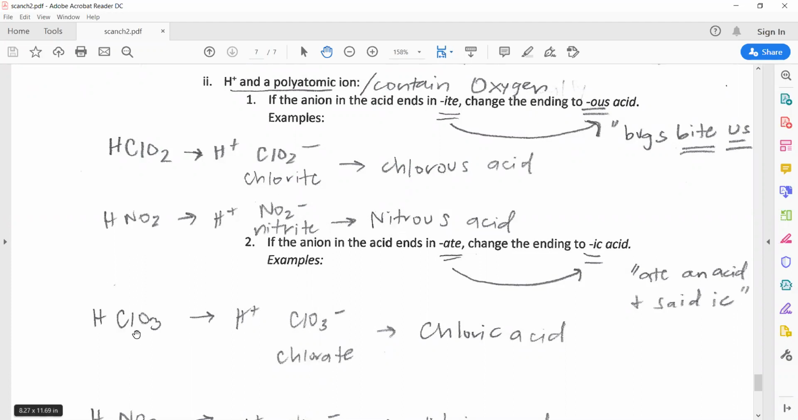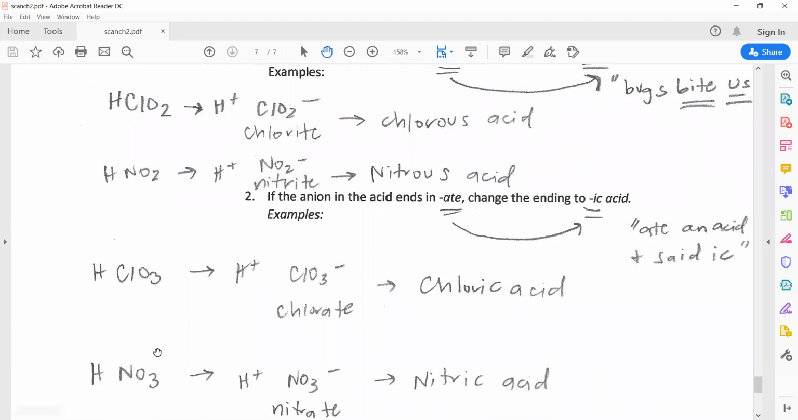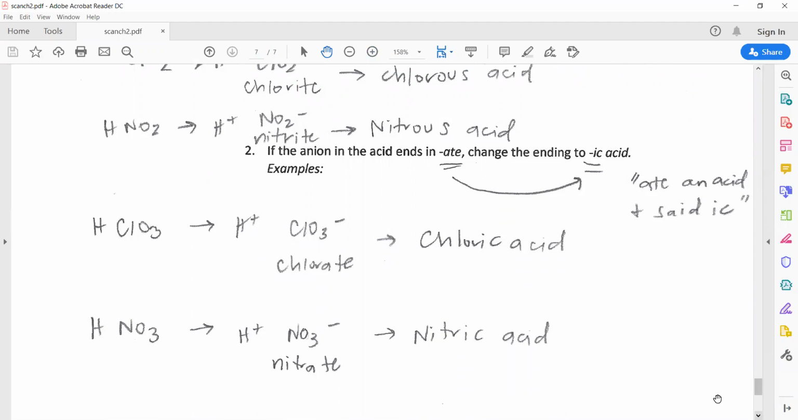The other scenario is if your polyatomic ends in ate. So if you have HClO3, ClO3 is chlorate. If it's an ate, it goes to ic. So it changes to chloric acid. You still don't have a hydro. Remember, you only have hydro up here if there's no oxygen. If there's an oxygen, you just change the ending. So HNO3, as one more example, you have H plus, NO3 minus, which is nitrate, and nitrate, the ending will change to ic.